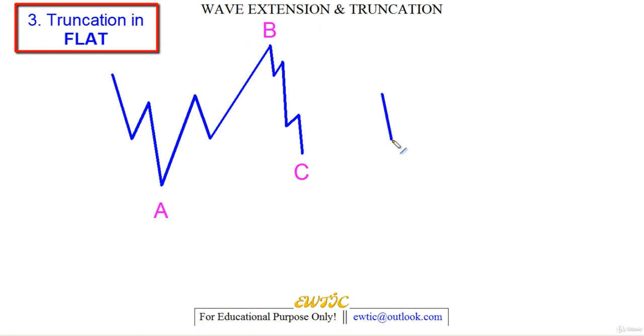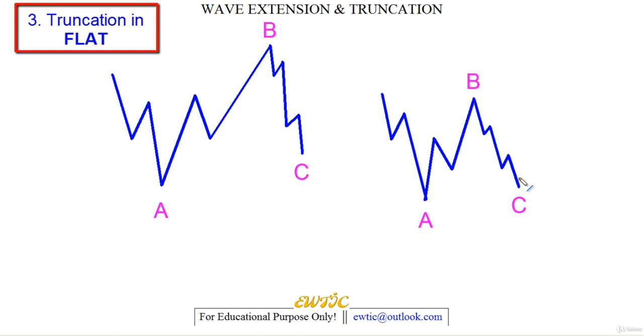If a regular flat has a failure, then this is not a running flat, of course, because for the running flat, wave B must go beyond the start of wave A, right? So this is 3, 3, 5 here, but wave C has a truncation here, right? Wave C is truncated with wave A of the regular flat here, right?